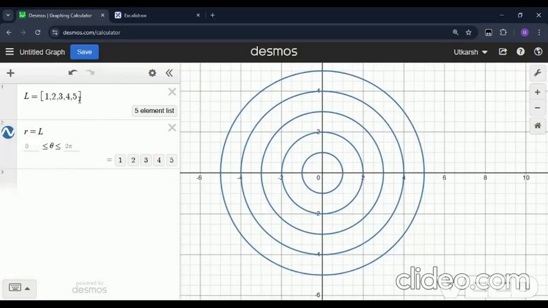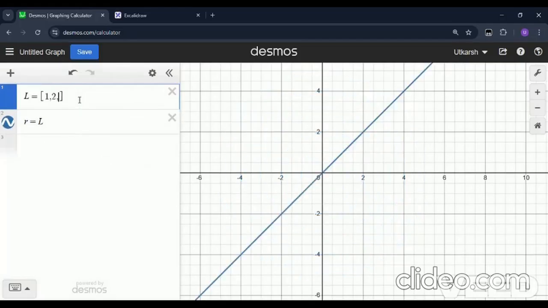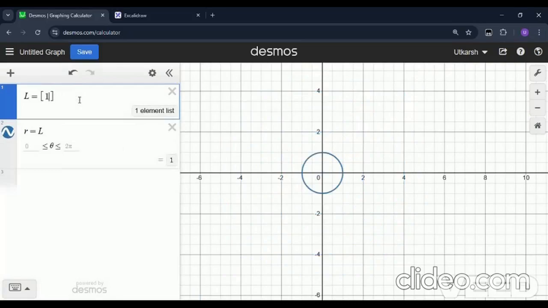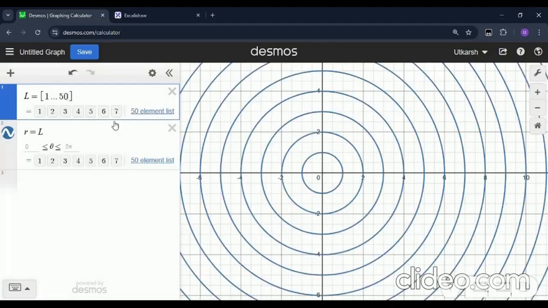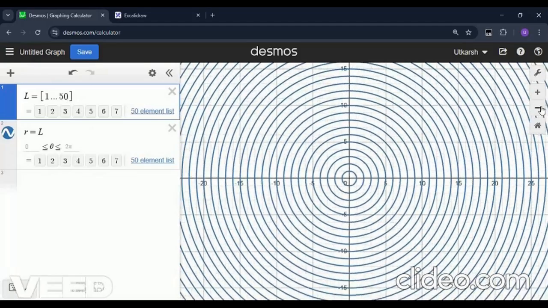Now let's suppose I have to create 100 concentric circles or maybe 50 concentric circles. So I'm not going to write numbers from 1 to 50. Instead I'll just simply write 3 dots and then 50. So you can see that the graph has been created of 50 concentric circles.